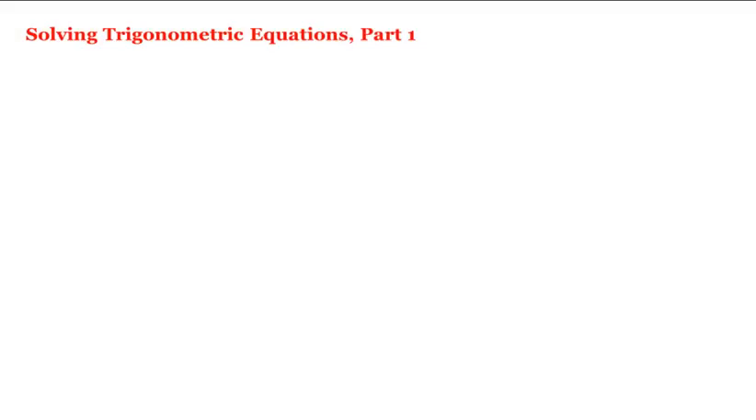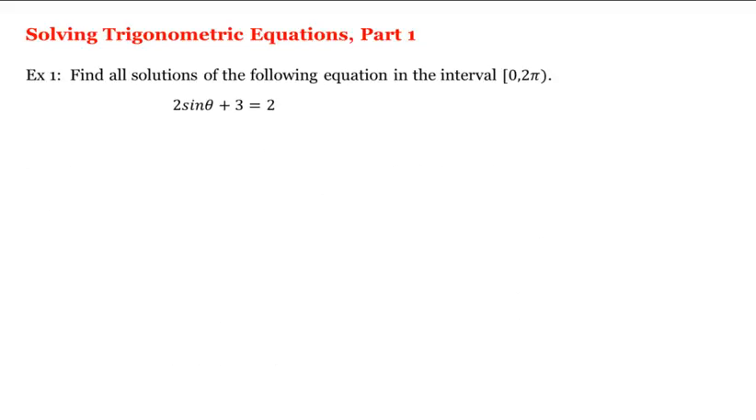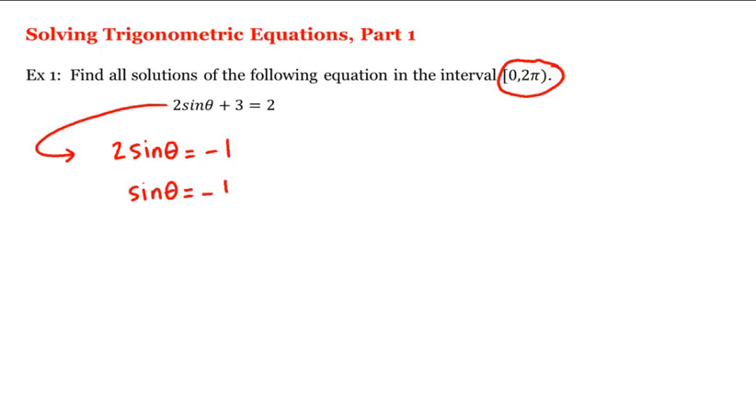Let's look at solving trig equations. For example, let's solve this equation here, but only on the interval 0 to 2 pi. We can begin by subtracting 3 from both sides of this equation, which would give us 2 times sine of theta is equal to -1. And now dividing both sides by 2 gives us that sine of theta is equal to -1/2.